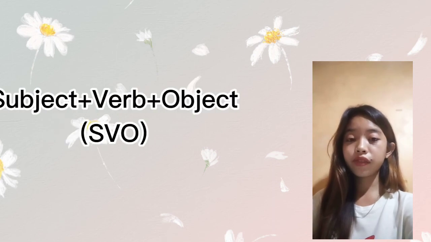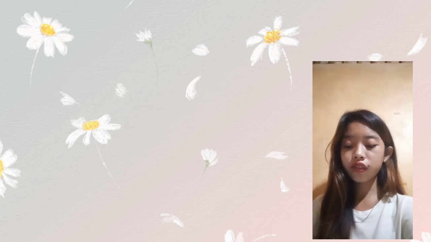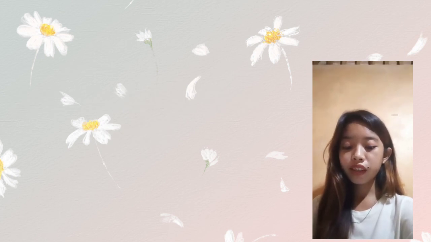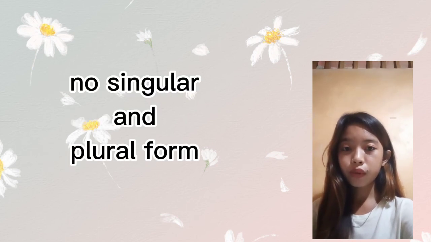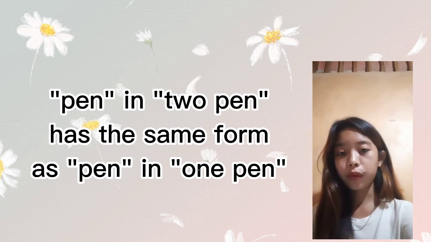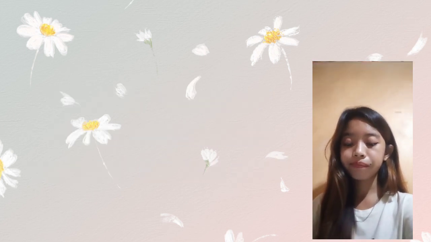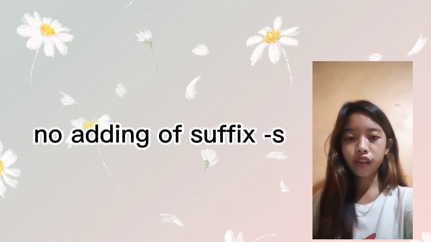We have learned in the overview about Vietnamese grammar that it has the same subject, verb, and object or SVO sentence structure as English. The grammar of Vietnamese nouns is plain and simple. There is no singular and plural form. Pen in two pen has the same form as pen in one pen. No adding of suffix s, but we can make noun into plural form.